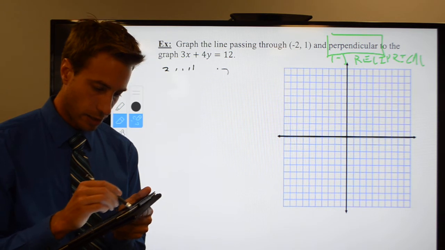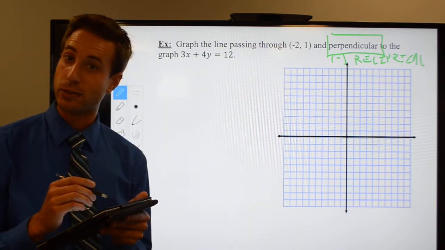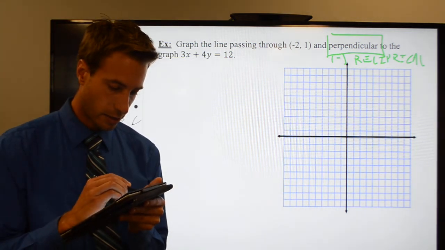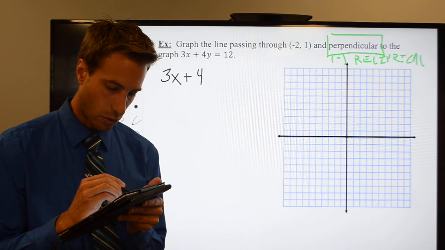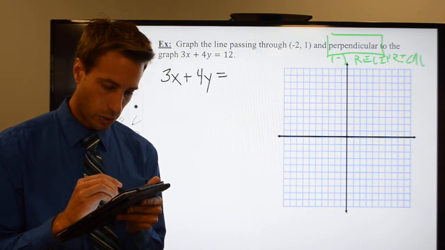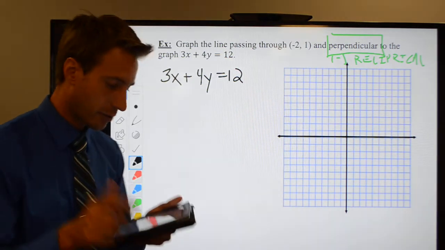My marker is not working quite right. Here we go. Let's try it again. If at first you don't succeed, try again. 3x plus 4y is equal to 12. There we go. That's working a little bit better. Okay, I need to solve for y. Let's subtract 3x to the other side.